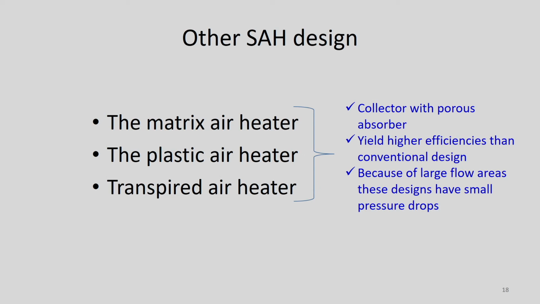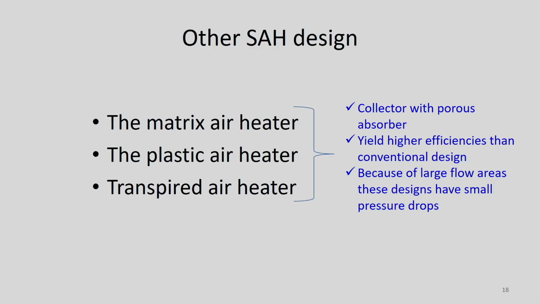Now, we will discuss some of the other solar air heater designs, mostly the matrix air heater, then the plastic air heater and the transpired air heater. Okay. In all the three cases, collectors with porous absorber plates are used, and it yields higher efficiencies than conventional design. Because of large flow areas, these designs have small pressure drops. So, these are very important aspects of a solar air heater. Okay.